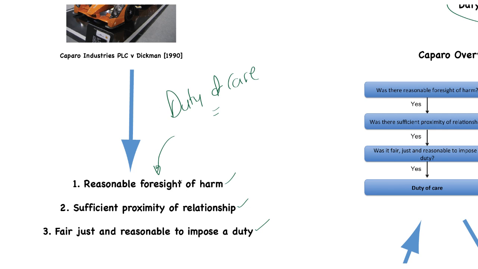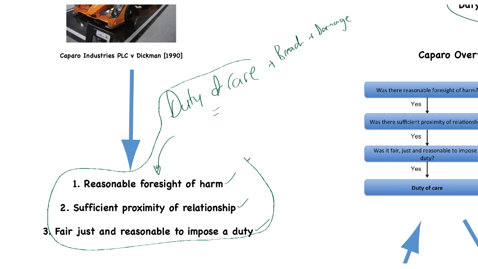I'm going to talk through each of these in the remainder of this video, but when you answer a question, this is a 3-stage test in the first of our 3-stage tests. So you've got duty of care plus breach plus damage. Remember? This is a 3-stage test in the first of that 3-stage test. All right? Complex, I know.